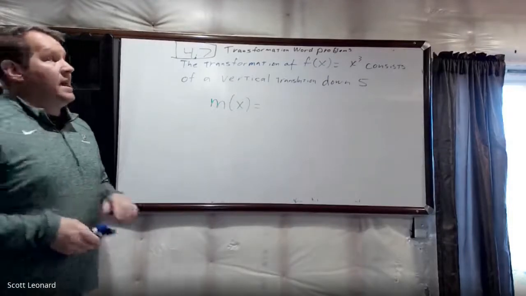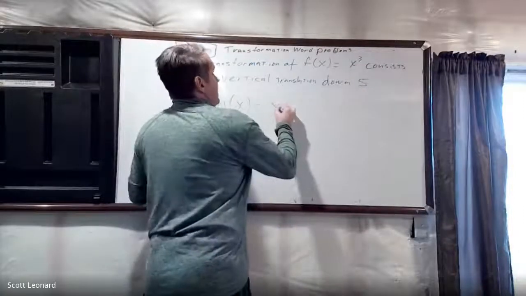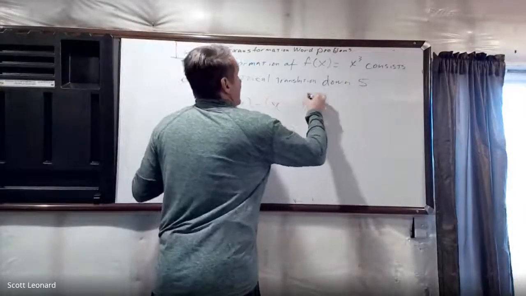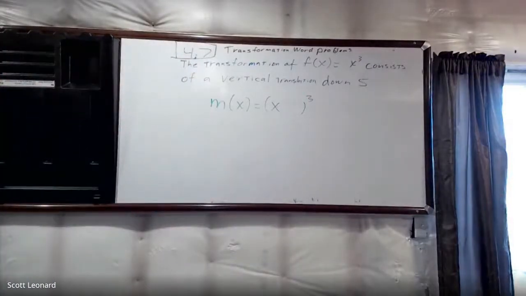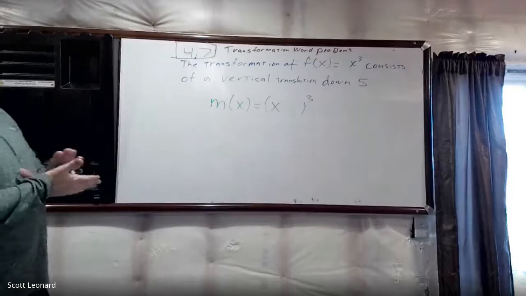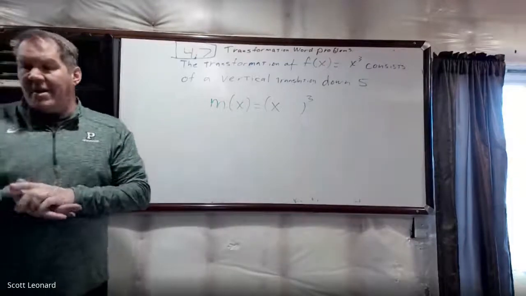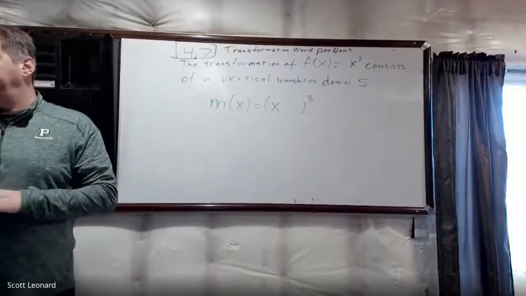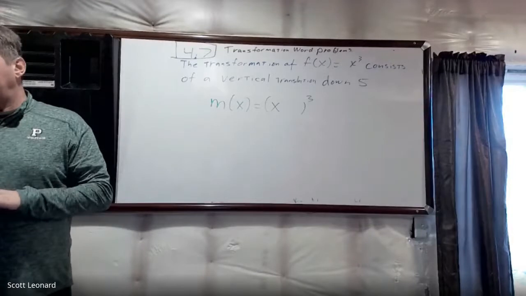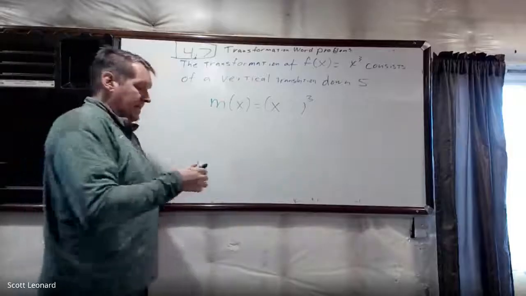All right, x to the third. All right. It's going to go a little bit quicker here. I have a vertical translation down 5. I have nothing going left or right. Anybody want to take a quick stab at this one? -5 at the end. -5 at the end.